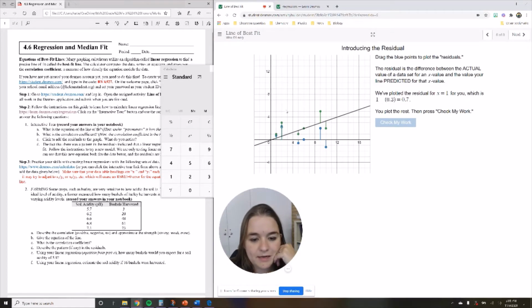So I've got each of mine here, and when you do this on your page, you'll be able to check my work and it'll show you those blue dots moving to the correct spot. So if you did something wrong, it'll still have the correct values for you.